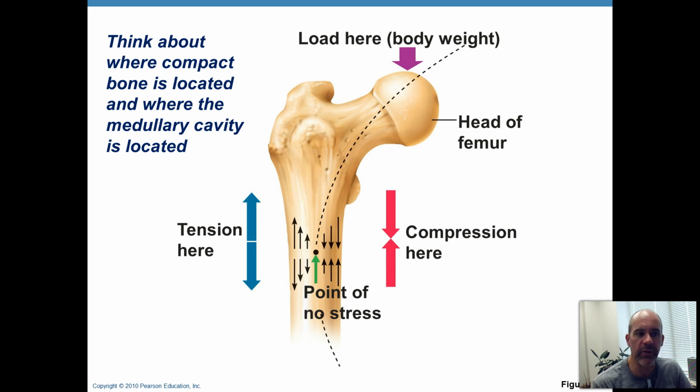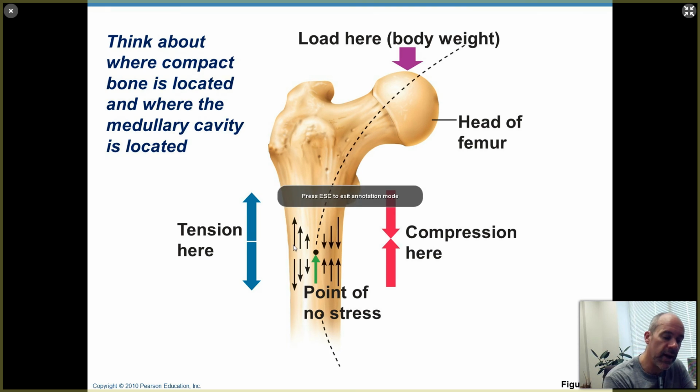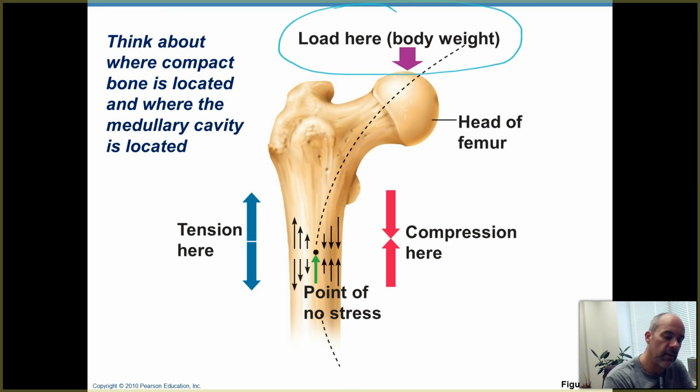All right, and here's a pretty good little diagram from your book that is making you think about the weight bearing that occurs with the femur, your thigh bone, and how this influences development of the bone. So what they're showing you here is your body weight is pressing down on the femur, and the head of the femur, of course, is taking on a lot of that body weight load.